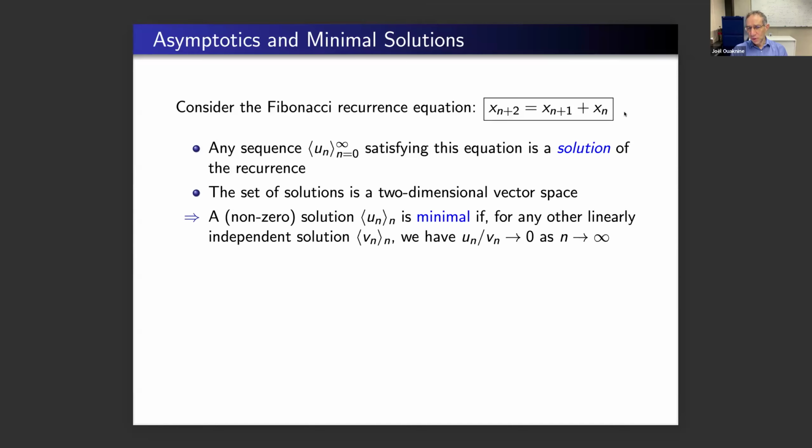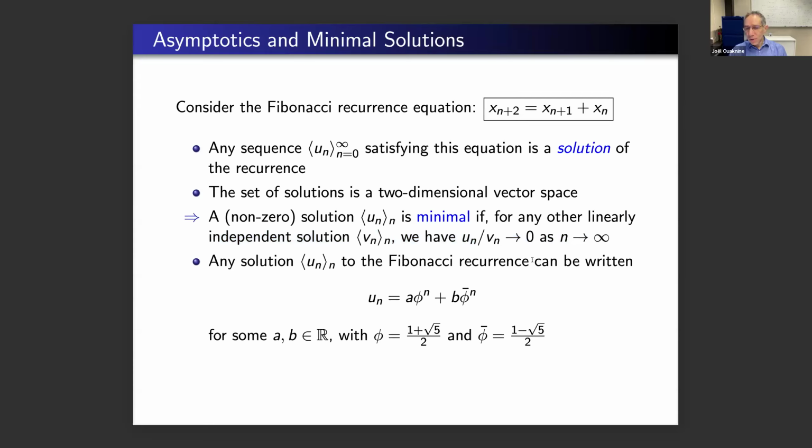A non-zero solution u_n is minimal. I'm defining what minimality is now, which I alluded to earlier. A non-zero solution u_n is minimal if for any other linearly independent solution v_n, linearly independent when you view the space of solutions as a vector space, we have that u_n over v_n tends to zero as n tends to infinity. This condition makes it very obvious why you would call the sequence u_n minimal, okay?